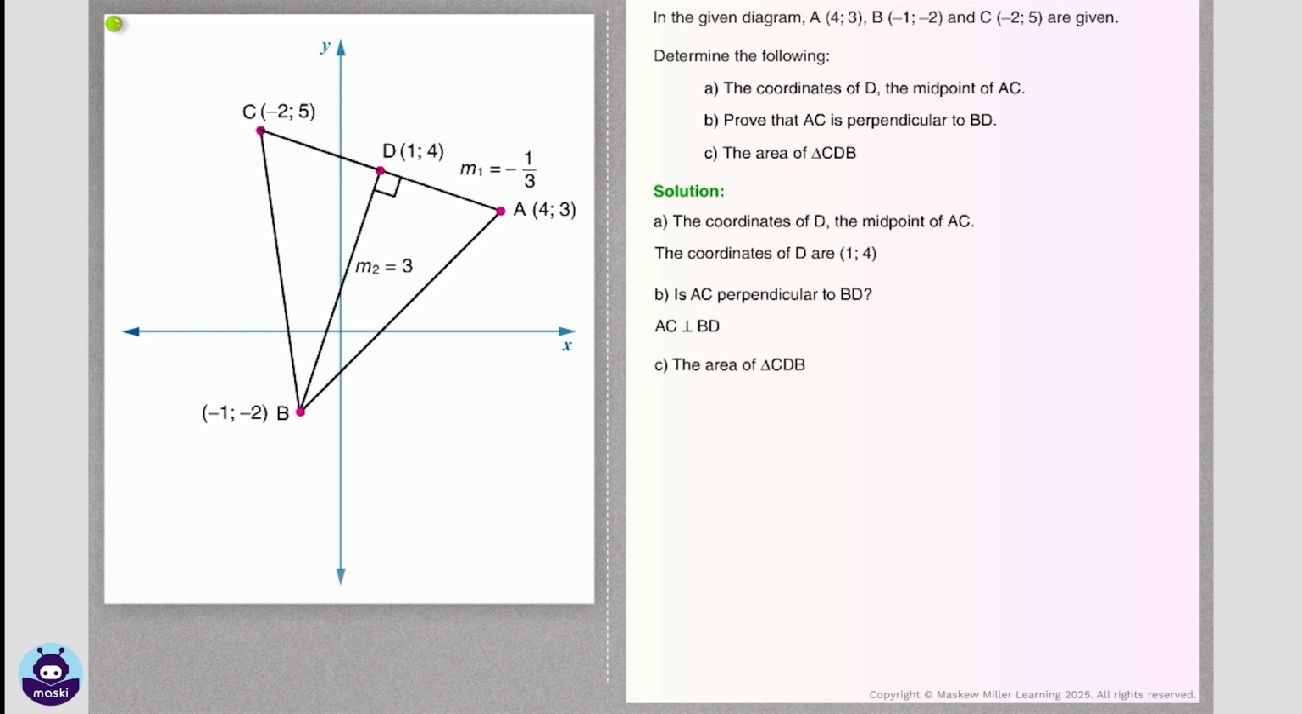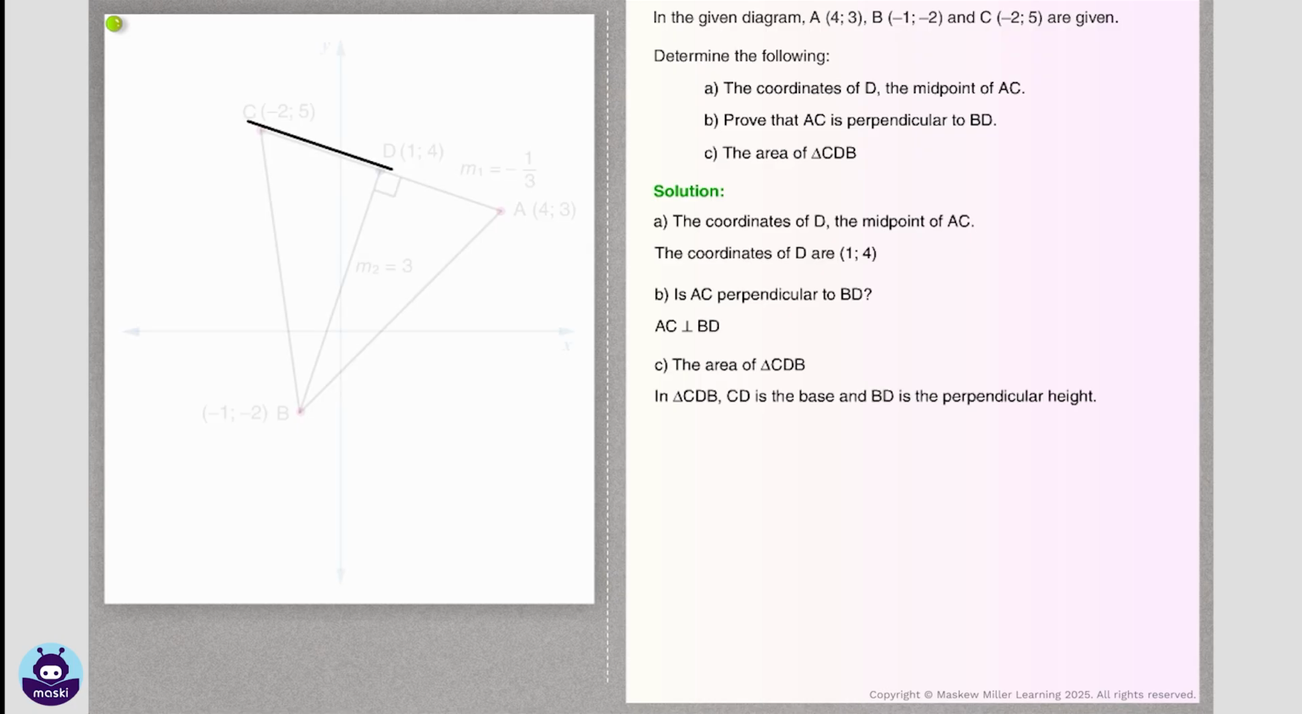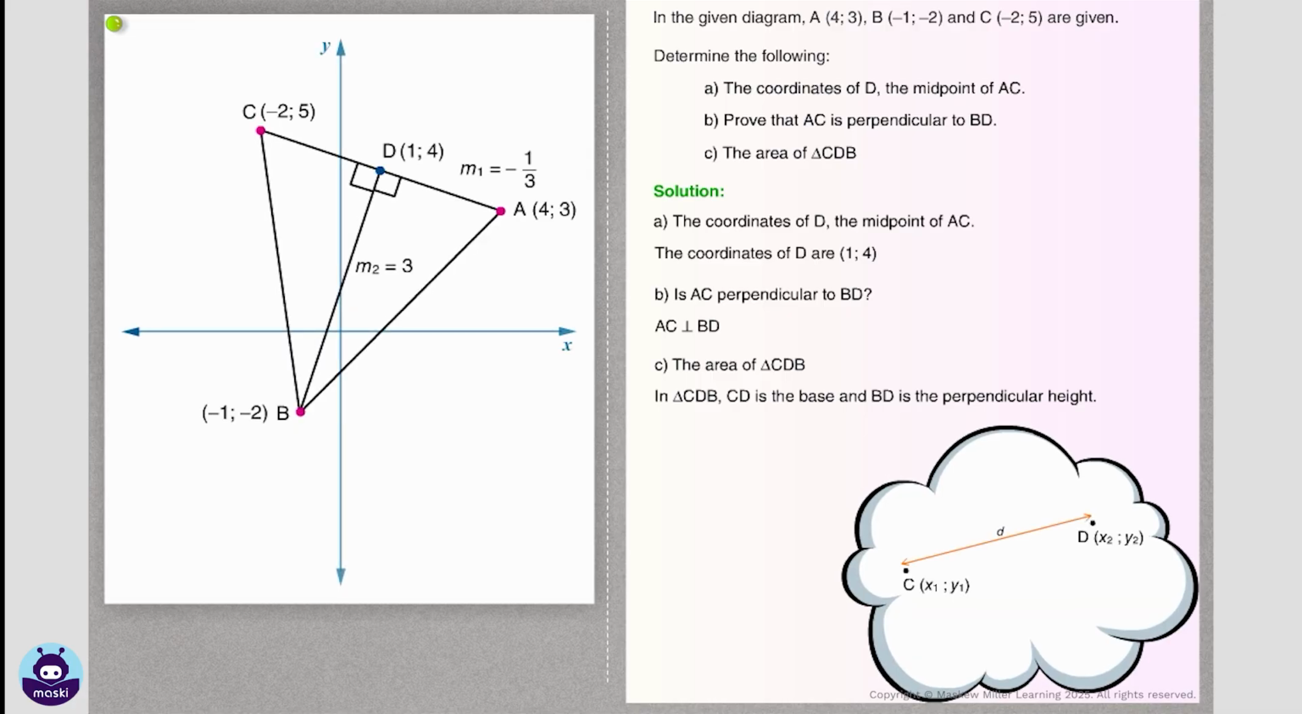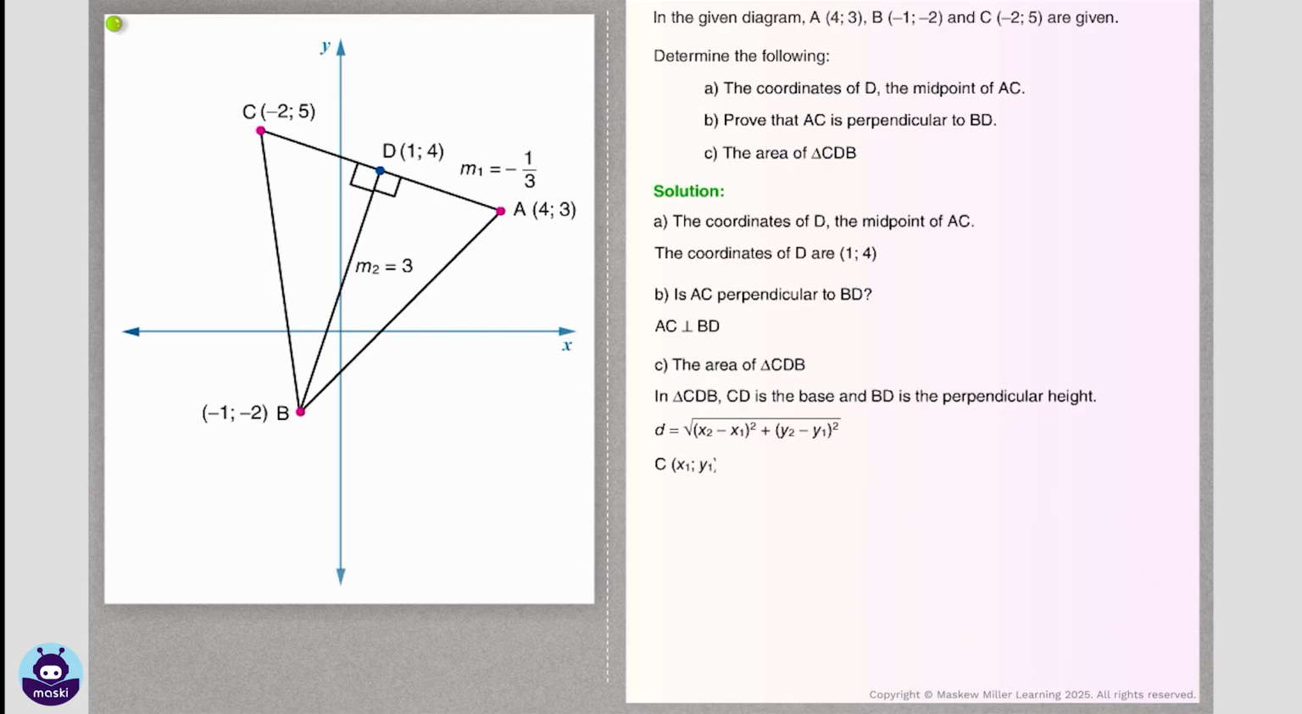The area of triangle CDB. The area of triangle CDB can be easily calculated if we know the length of the base and the perpendicular height of the triangle. In triangle CDB, if CD is considered as the base, then BD becomes the perpendicular height. Let us determine the length of the base and the height of the triangle using the distance formula. Recall the distance formula.